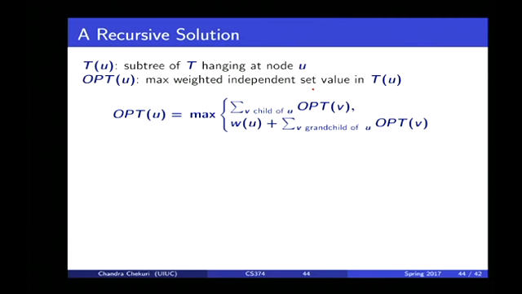But then we can't include the children; we have to throw out the children. What does that mean? That we recurse on the grandchildren of u. So we sum over the grandchildren of u, opt of each.